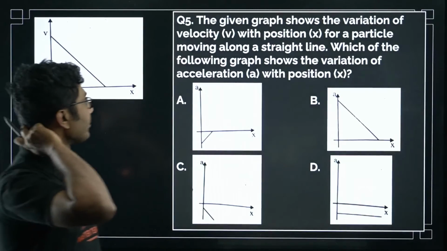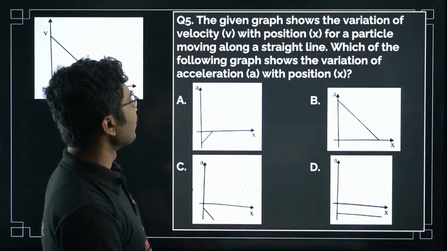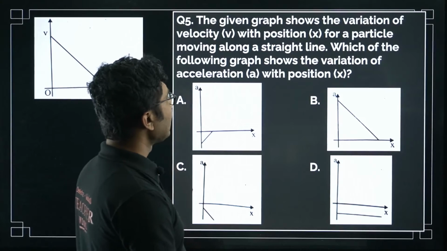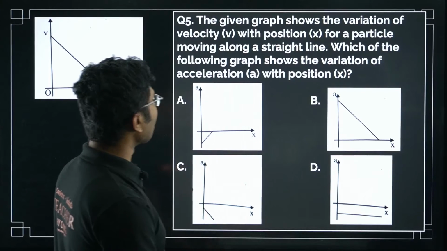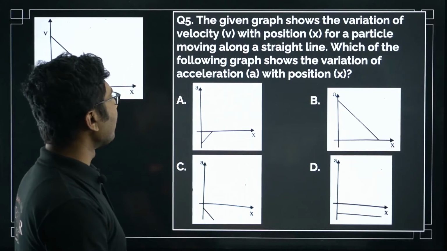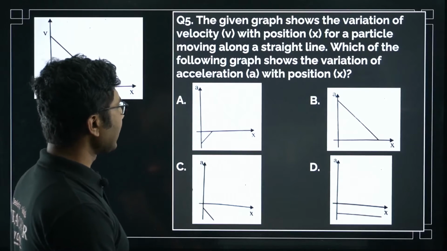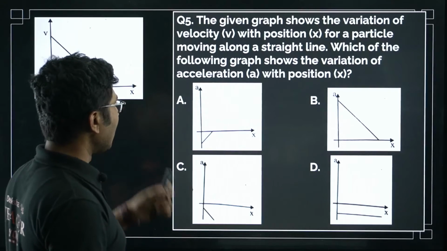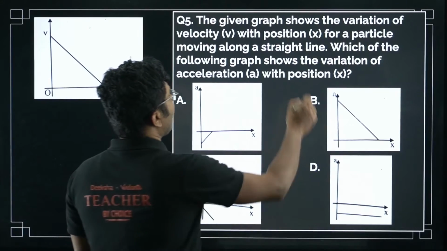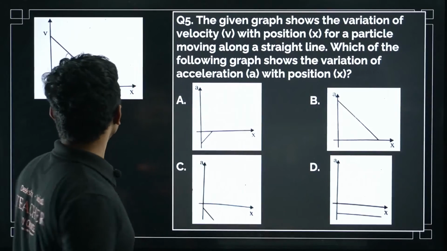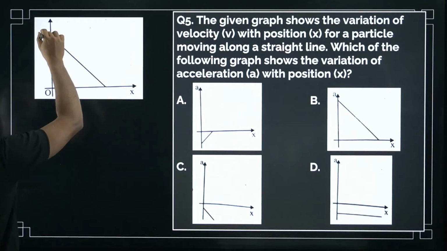Next is this question. The given graph shows the variation of velocity v with position x for a particle moving along a straight line. Which of the following graphs shows the variation of acceleration a with position x? Here it is an acceleration versus displacement graph, and here you can see the velocity versus x graph.